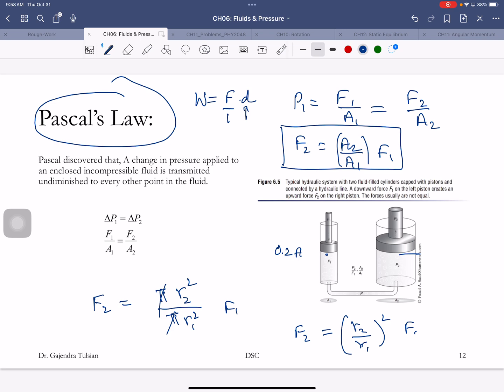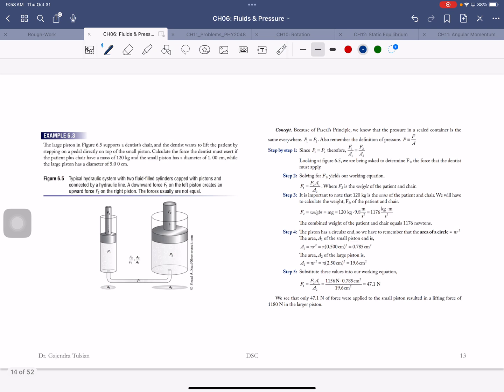But this is an important thing that we use in medical industries and in our everyday life. This problem illustrates that. This is a problem on the dentist chair. And again, the cylinders are, so where are the numbers on the cylinders again? Okay, so 5 centimeter diameter and 1 centimeter diameter.